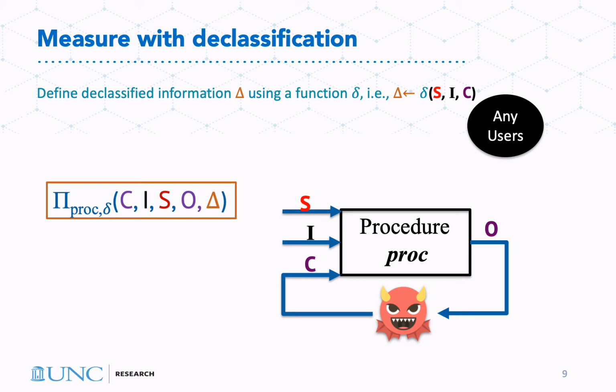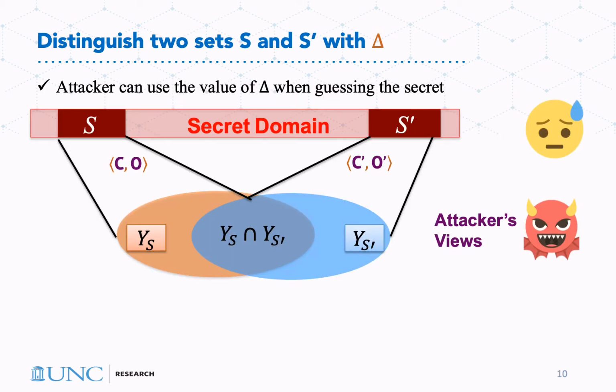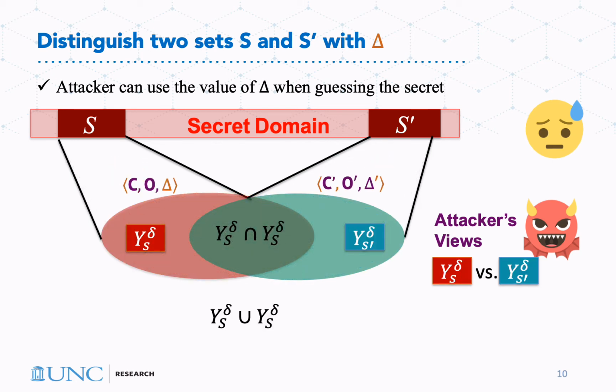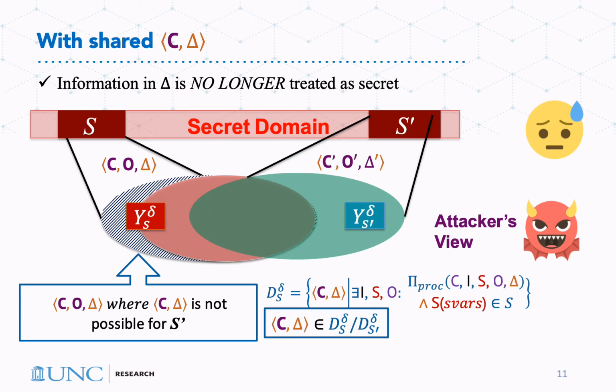To use declassification in our measure, I defined delta to represent declassified variables. Then the declassified information delta is available to any users, including the attacker. First, the attacker could read the delta as it's allowed. Thus, I changed my leakage measure so that the attacker's view includes all C, O, delta tuples to distinguish a secret. This step enhances the attacker's power.